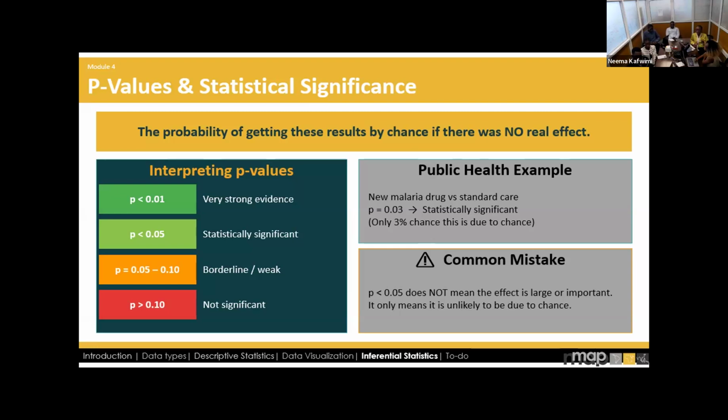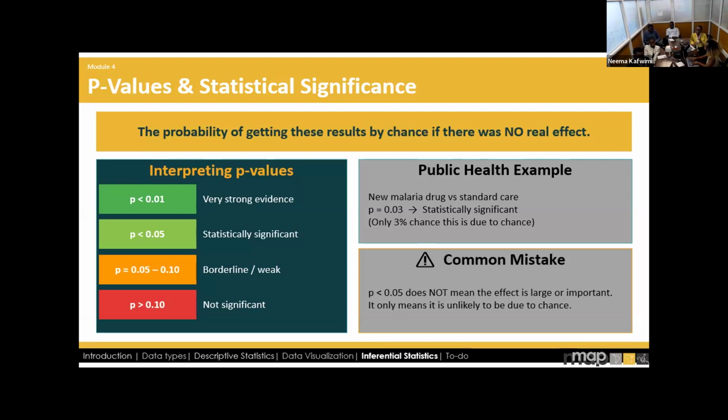So we know that if it is less than 0.01, that is very strong evidence. And when the p-value is greater than 0.10, we say that it is not significant. Now let us look at the public health example. So new malaria drugs with standard of care. You have a p-value of 0.03, which is statistically significant at a threshold of 0.05. So it tells us that there is only a 3% chance this is due to chance.